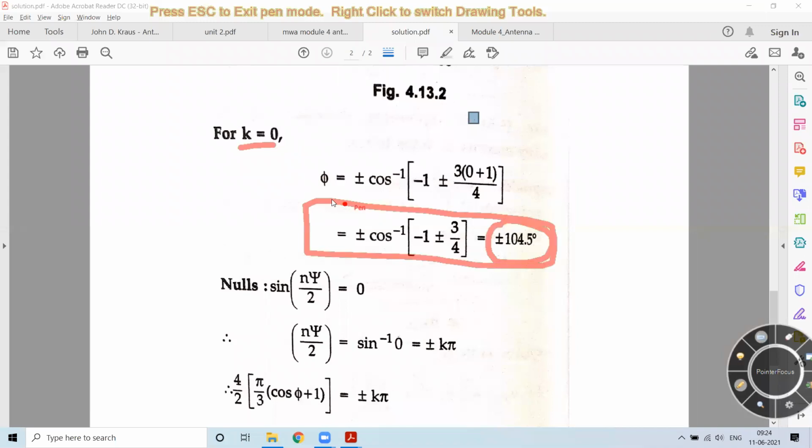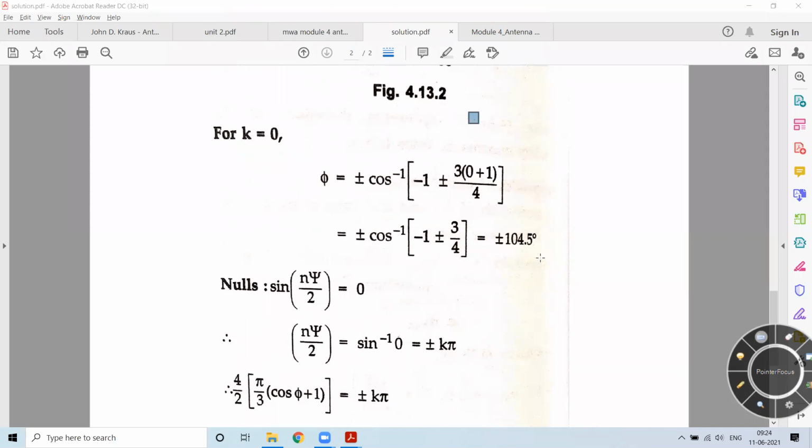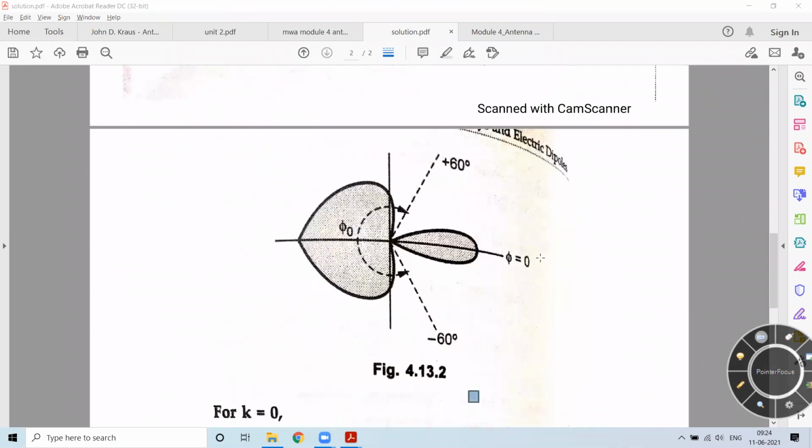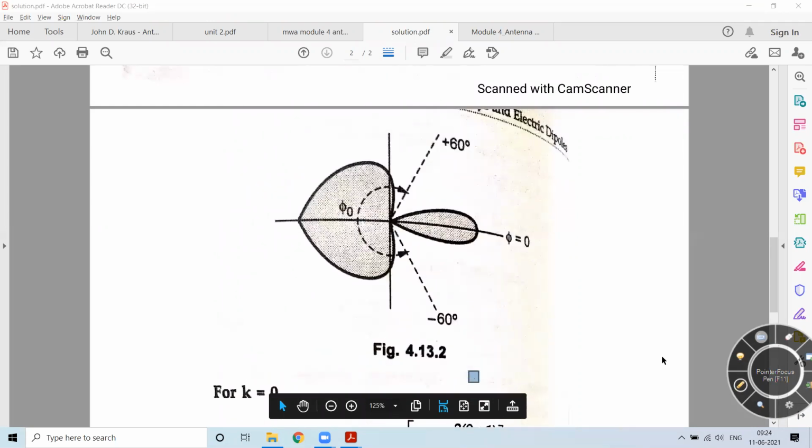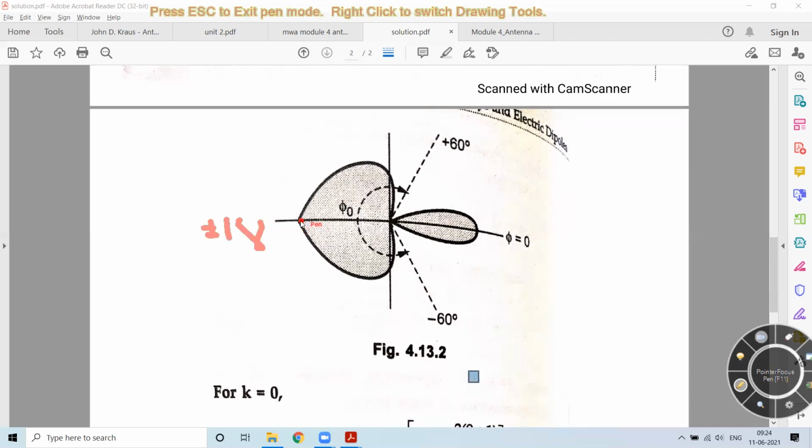I am just trying to give you the overall analogy of how the problem is being solved. Okay. So this is the way we need to solve it. Based on yesterday's discussion, that is based on these conditions, what we have along plus minus 180 degrees, I have a maximum. So I should have a maximum at this point in this direction.